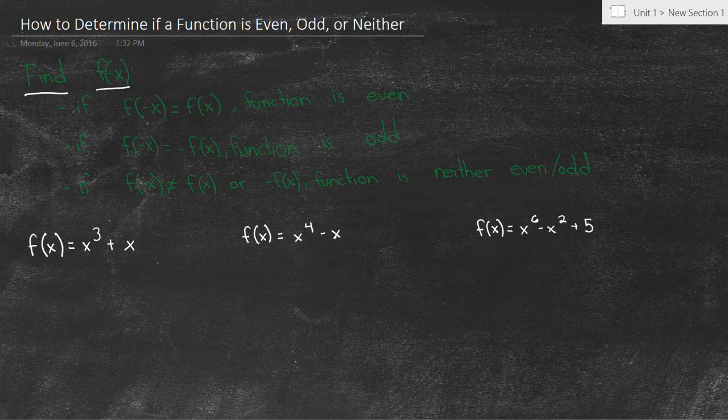Then there's three rules. If f of negative x equals f of x, the function is even. If f of negative x is negative f of x, the function is odd. And if neither of those things are true, the function is neither even nor odd. So the best way to do this is some practice, but if you memorize these three rules right here, you will be set, and that's all you need.